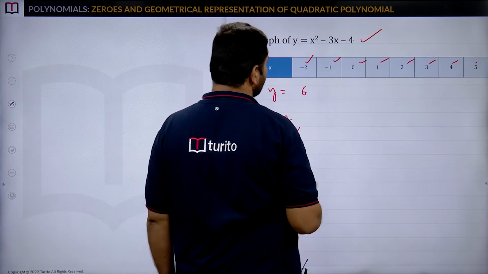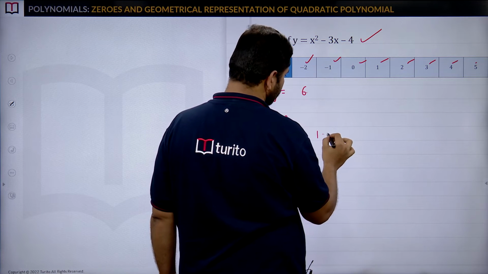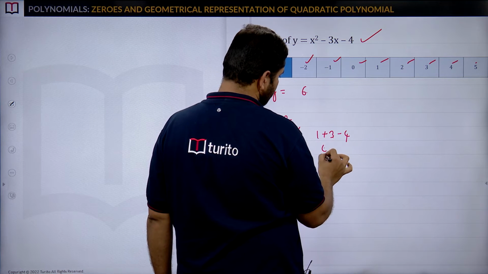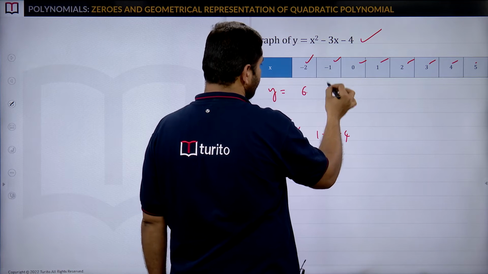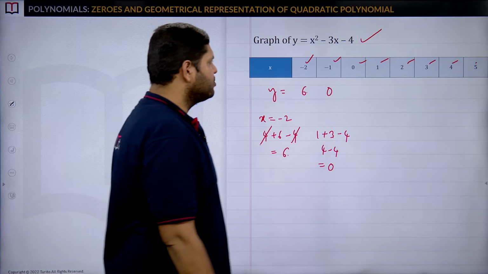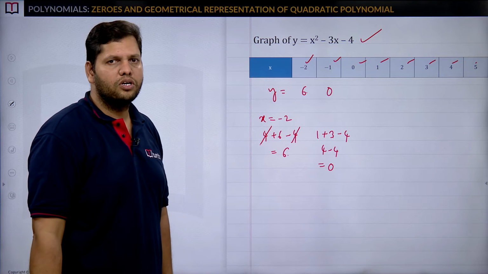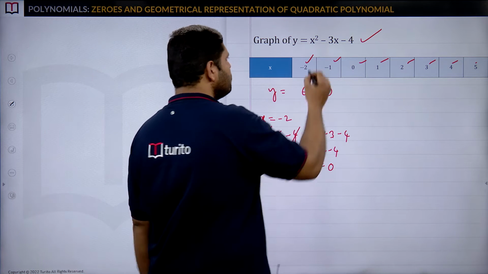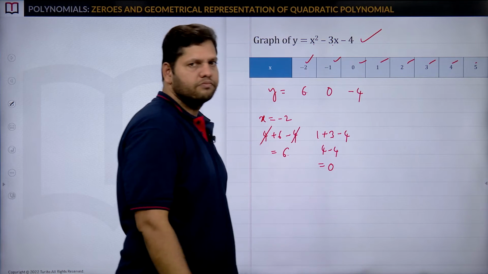Then substitute x is equal to minus 1. Minus 1 whole square is 1, minus 3 into minus 1 is plus 3, and minus 4. Children, 1 plus 3 is equal to 4, and 4 minus 4 is equal to 0. So, at x is equal to minus 1, I got y is equal to 0. Next, x is equal to 0. At x is equal to 0, I am just finding the y value. So this is 0, 0 and this is minus 4. So, y is equal to minus 4.